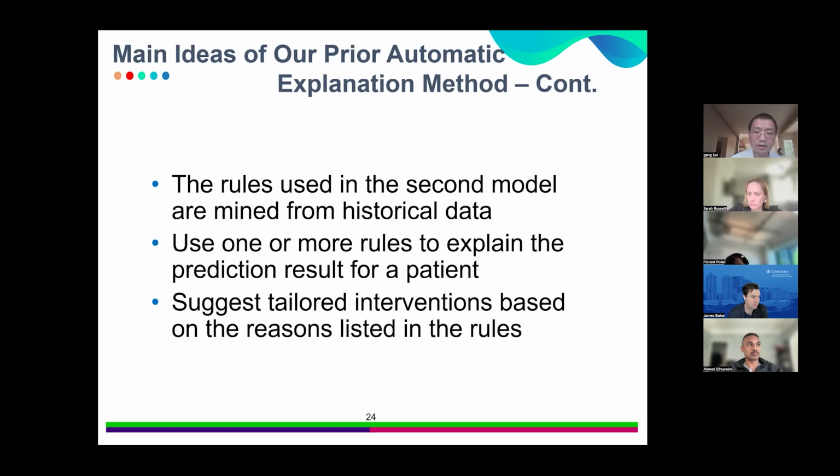When a new patient comes in, we make a prediction. We find the reasons why this patient is at, say, a bad outcome using association rules. Then we can find all the tailored interventions that are linked to those particular few association rules that are tailored to this patient, that are displayed to the patient. So those are the tailored interventions we can suggest for this patient. And those tailored interventions address the reasons listed in the rules.